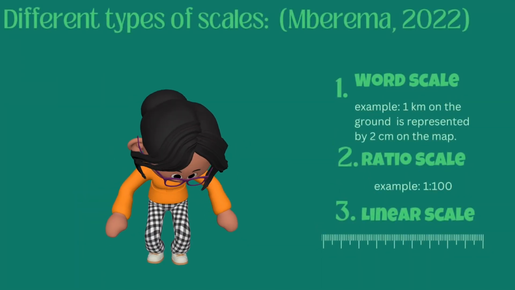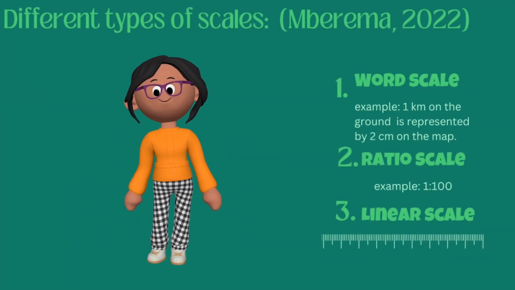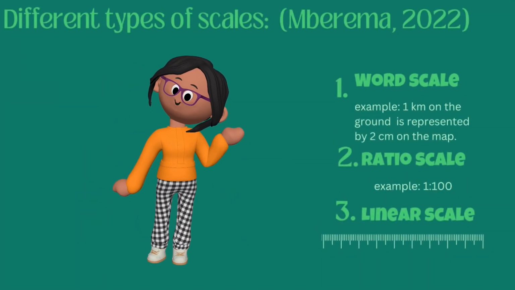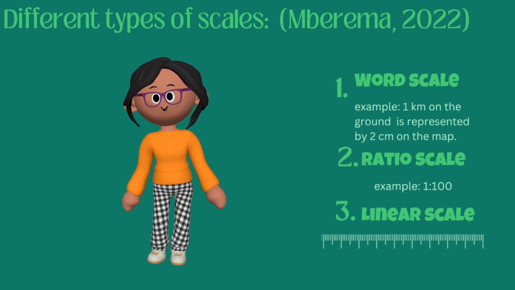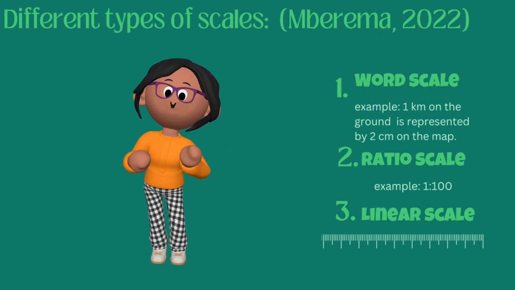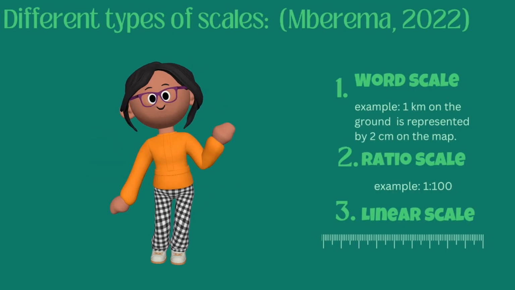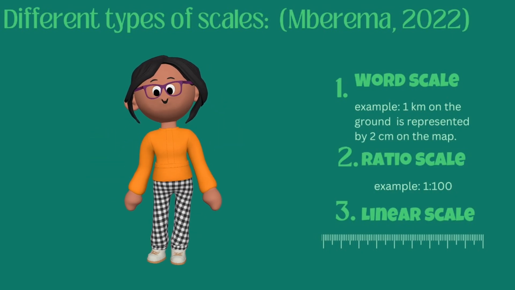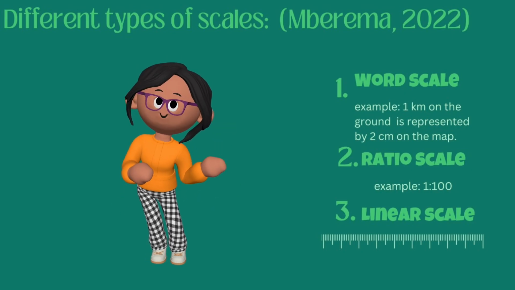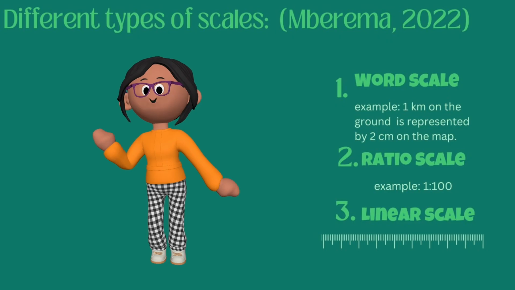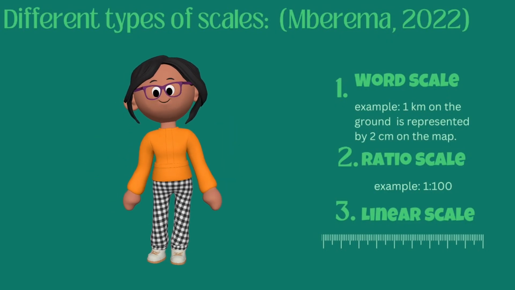Different types of scales. The first is word scale. For example, 1 kilometer on the ground is represented by 2 centimeters on the map. Second is ratio scale or a fraction scale. For example, 1 to 100. 1 centimeter on the scale is, for example, a meter in real life. Number 3 is a linear scale. This is a good way to show the scale on a map.